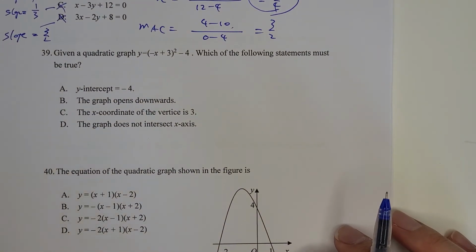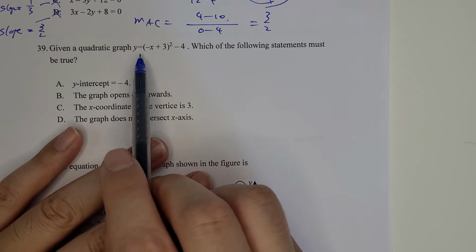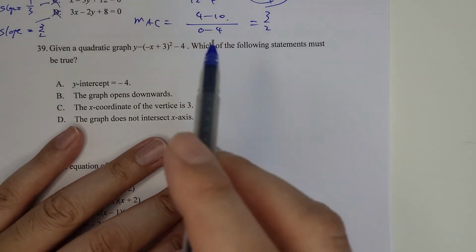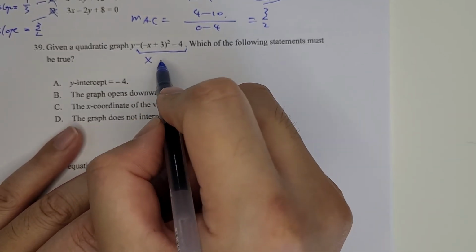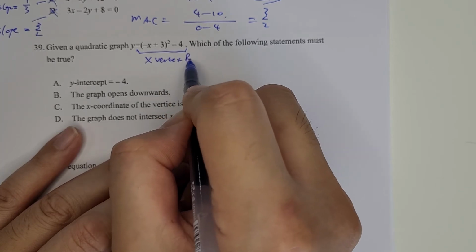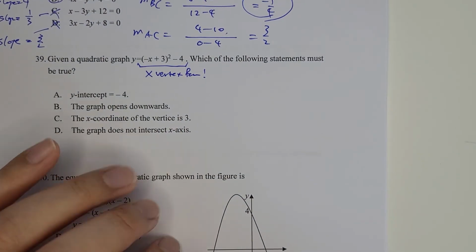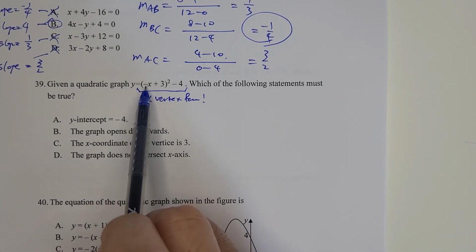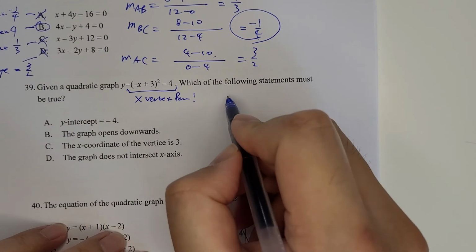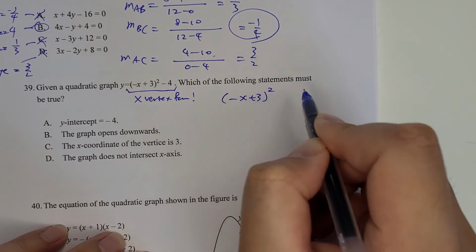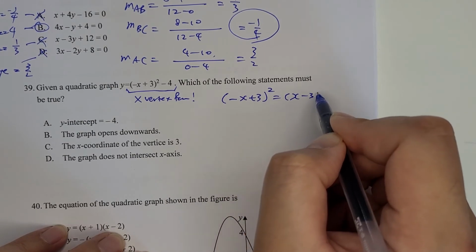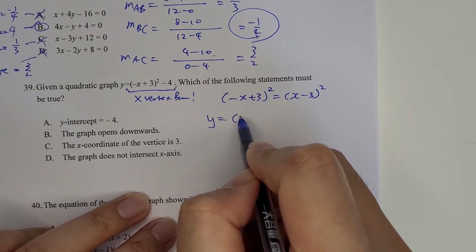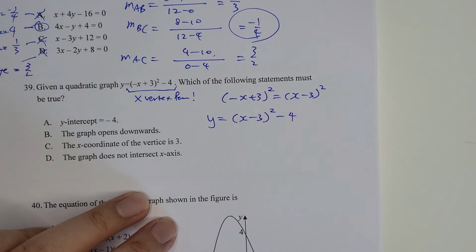For question number 39, given a quadratic graph y equals (negative x plus 3) squared minus 4, which of the following statements must be true? Here, this is not the vertex form, because if you want to change it to vertex form, the coefficient of x must be positive. So that's a trick: (negative x plus 3) squared changes to (x minus 3) squared. So the graph you should consider is (x minus 3) squared minus 4.